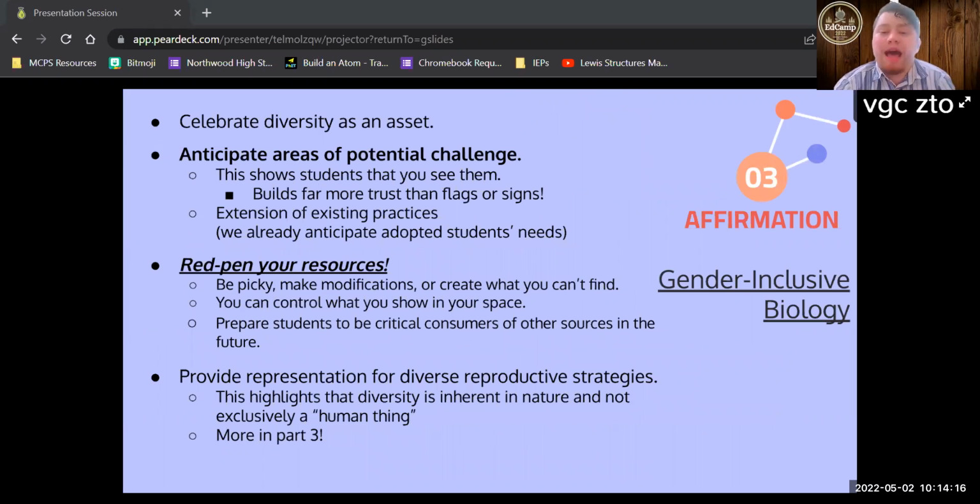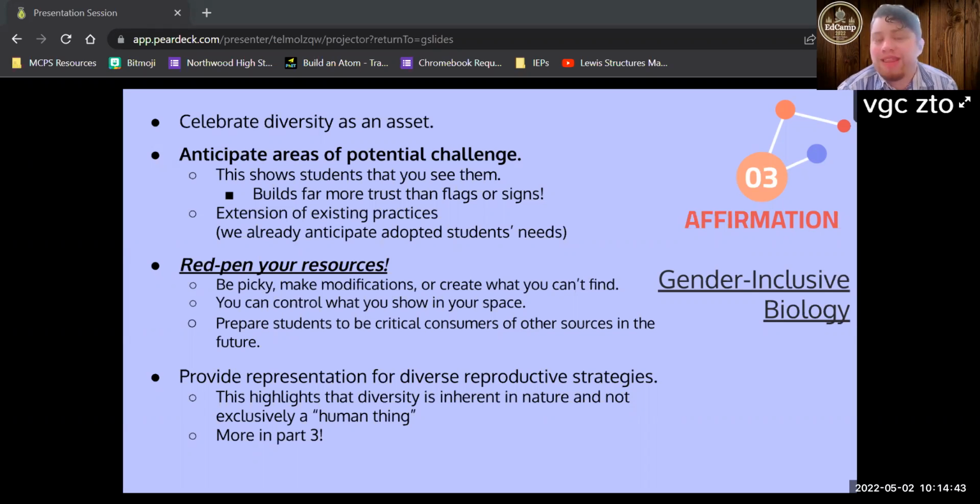The third area is affirmation. So not just acknowledging the existence of diversity, but celebrating it and viewing it as an asset. We also want to make sure that we are anticipating areas of potential challenge. One of the things that is extremely affirming for our students is when we already see them coming and we address a potential roadblock for them before they even know it's there.